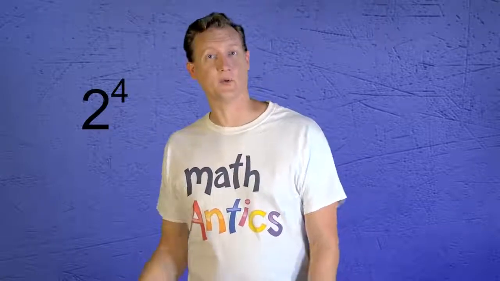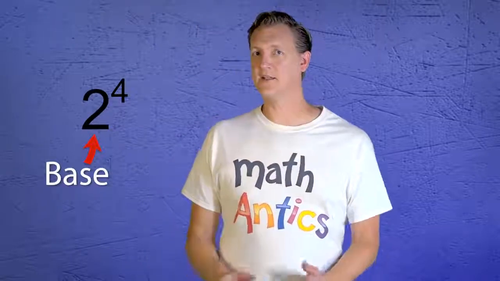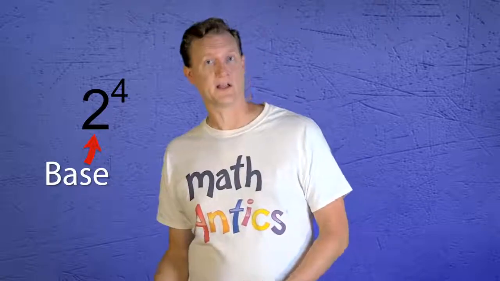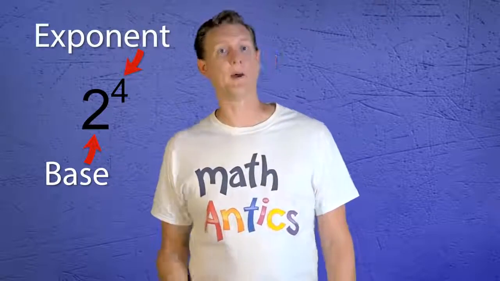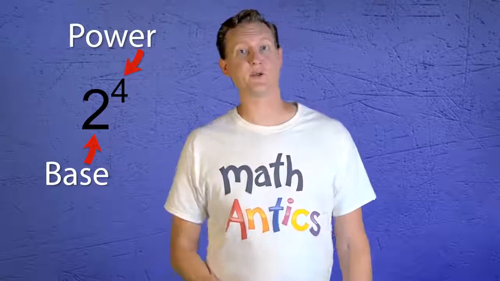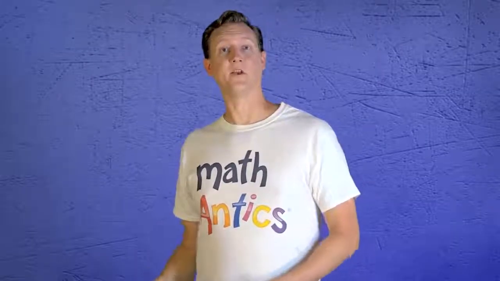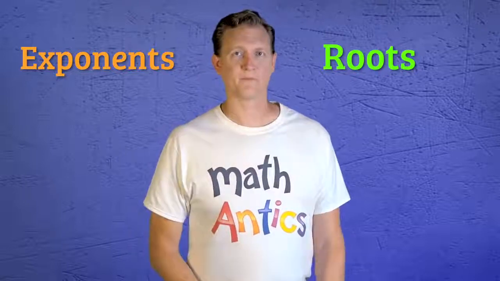Okay, so now you know that exponents are a way of showing repeated multiplication, and you also know what the two numbers in an exponent mean. The base is the number that will get repeatedly multiplied together, and the exponent, or power, tells how many times to repeat it. In the next video, we'll learn more about exponents and their inverse operations called roots. Learning math takes a lot of practice, so be sure to practice what you've learned in this video.